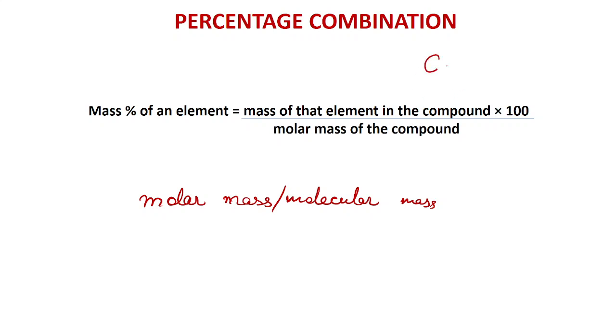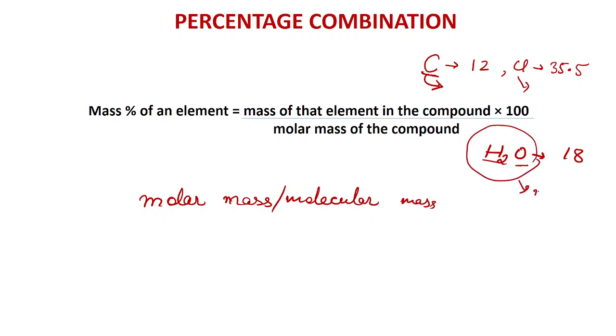Suppose the mass of carbon is 12, the mass of chlorine is 35.5, and the mass of water H2O, that is 18. So now in these cases you see we have an element only, but here what is there? Elements have combined and they have formed a molecule. So the mass of a molecule is known as its molecular mass or molar mass. So now how to calculate the mass percentage of an element in a compound, I'll be showing it to you.